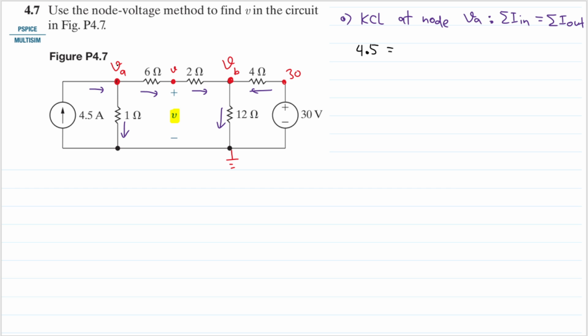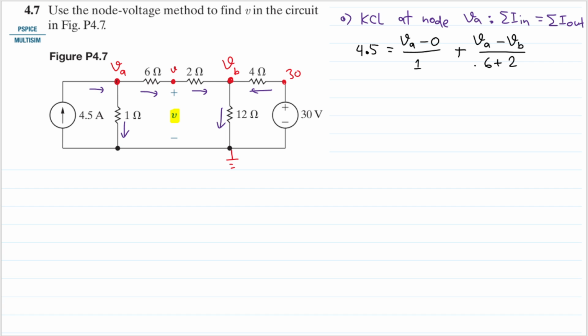This current here is VA minus 0 divided by the resistance between them, which is 1. So we will have VA minus 0 divided by 1. Okay, and then plus there is another current here that goes to the right. So I will use the fact that 6 ohm and 2 ohm is series. So we will have VA minus VB divided by 6 plus 2.